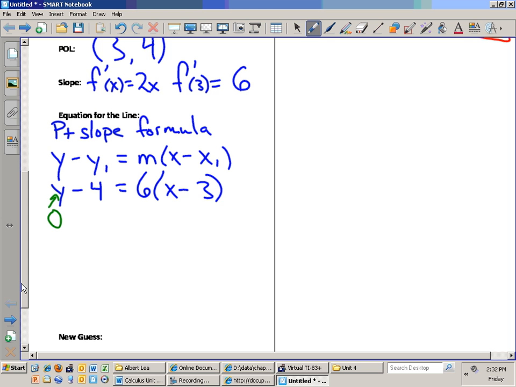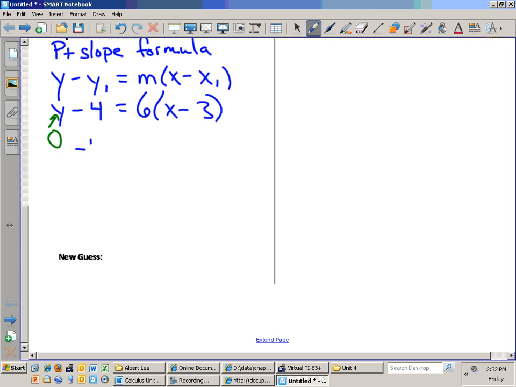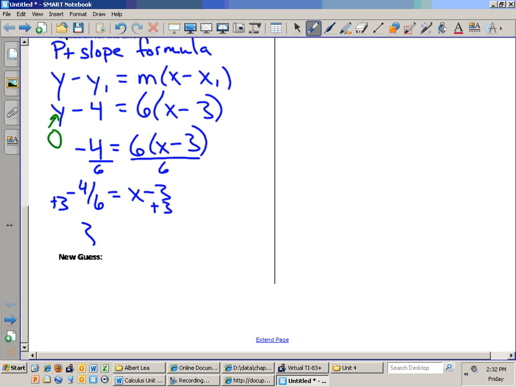If I plug in 0, I end up with this. Negative 4 equals 6 times x minus 3. If I want to solve for x, divide both sides by 6. Negative 4 over 6 is equal to x minus 3. Add my 3 to both sides. 3 minus 4 over 6 is equal to x. Now, I haven't reduced 4 over 6 for a specific purpose. But if you take 3 minus 4 over 6, you would get 2.3 repeating, or 2 1/3. And that would be the new guess, 2.3 repeating.